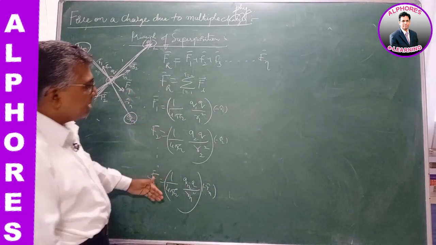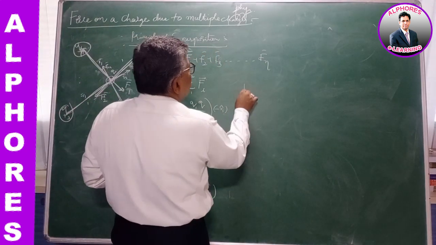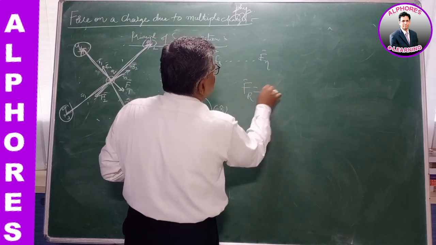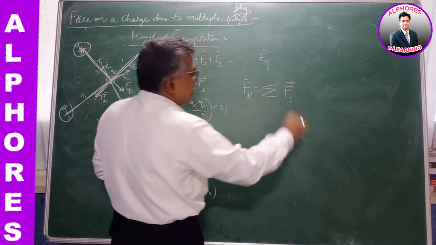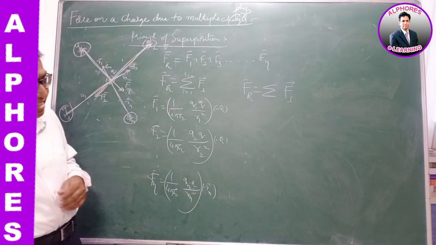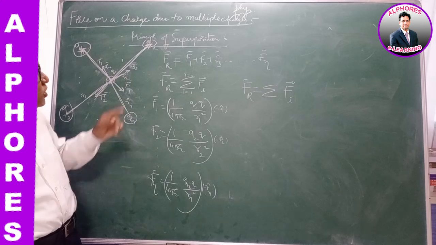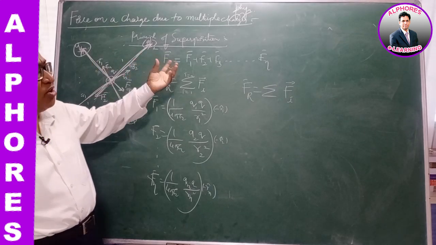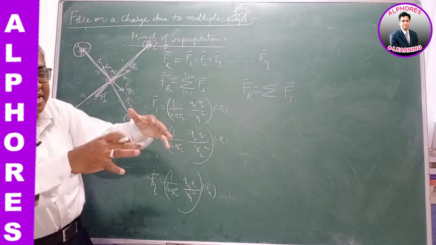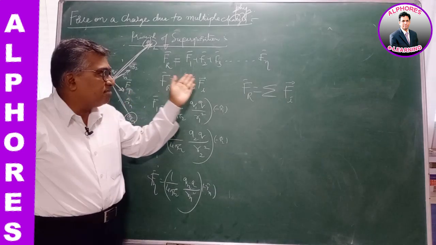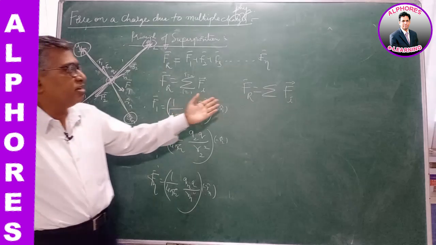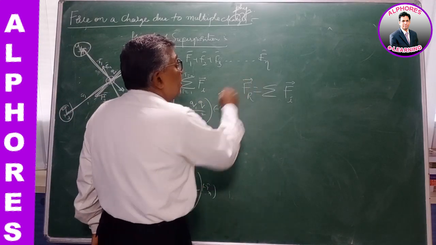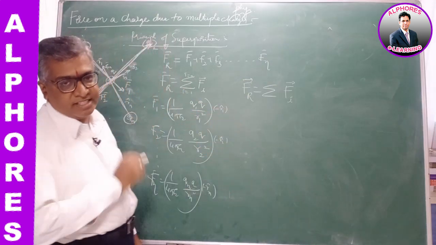So putting all the forces together, you can find the resultant force. It is the vector sum of all the forces acting on the charge, considering all of them simultaneously. This is the resultant force. So the force acting on a single charge due to many charges around it is the vector sum. Just by applying all these, you can calculate the resultant force with its magnitude and its direction.